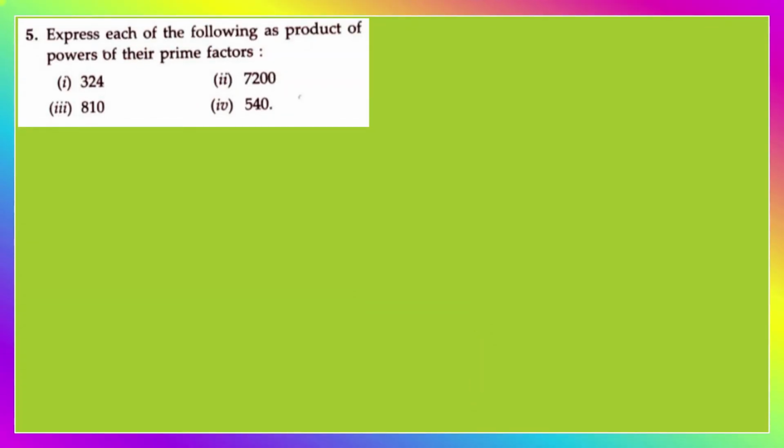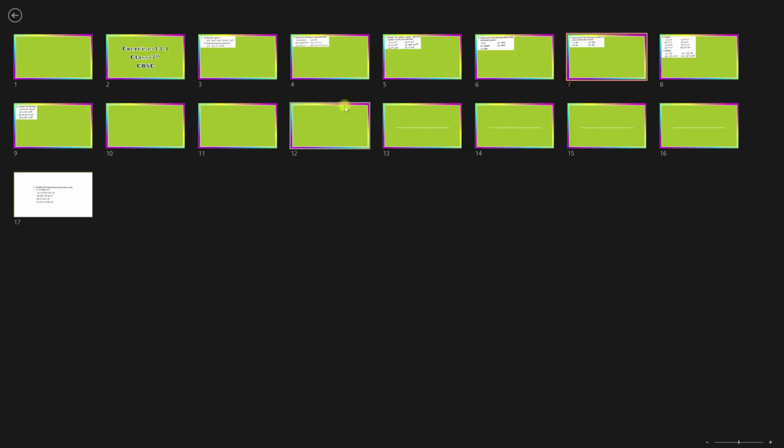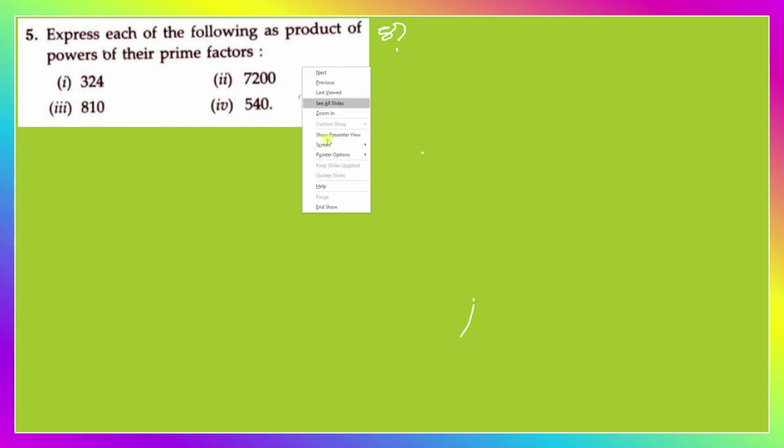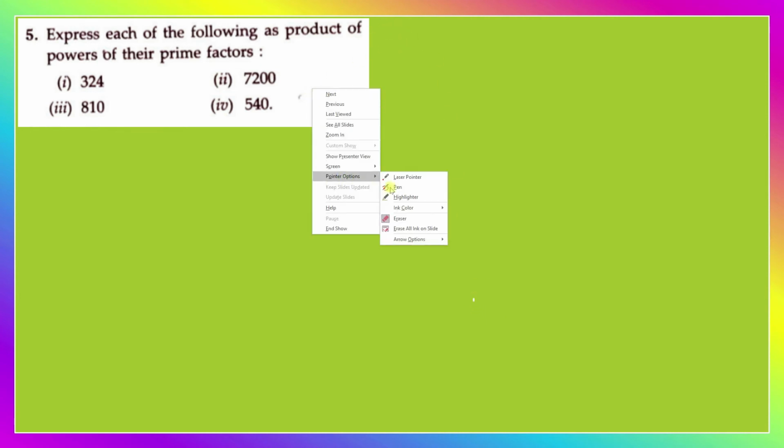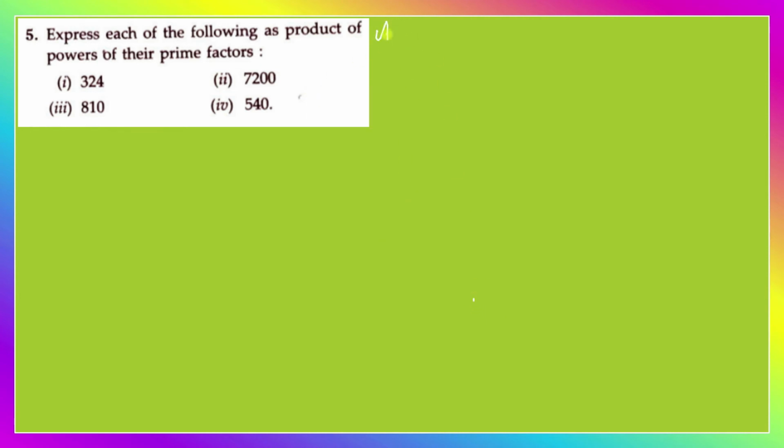Question number 5. Express each of the following as a product of powers of their prime factors. So see, again prime factorization only. But this time we have to represent them by multiplication. As you can see, we have 4 parts of this question, so I'm just going to rewrite the statements, and in this case I'm going to only demonstrate one part for you.